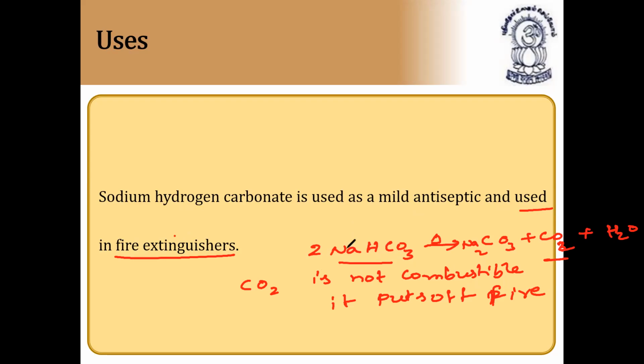When you open the lid of the fire extinguisher, sodium bicarbonate gets converted to sodium carbonate, carbon dioxide, and water vapor. So the carbon dioxide gas, which is evolved from the fire extinguisher, will put out the flame, puts out the fire. That's why it is used in fire extinguishers.